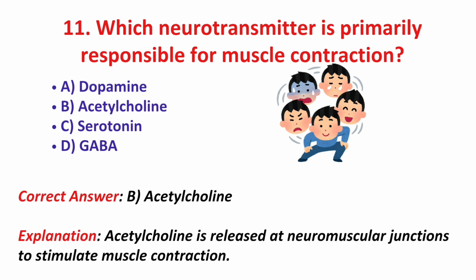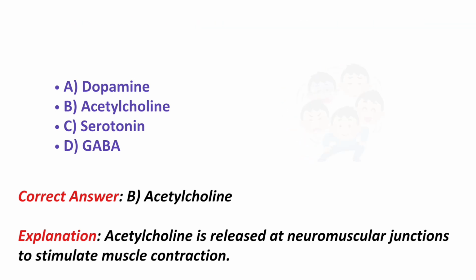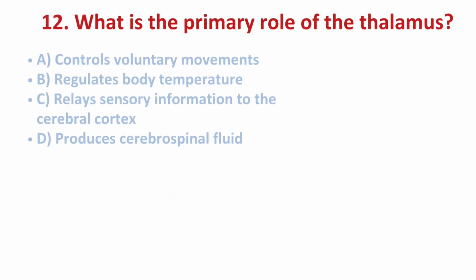The acetylcholine is released at the neuromuscular junction to stimulate muscle contraction. So the correct answer is option B, acetylcholine is the neurotransmitter primarily responsible for muscle contraction.